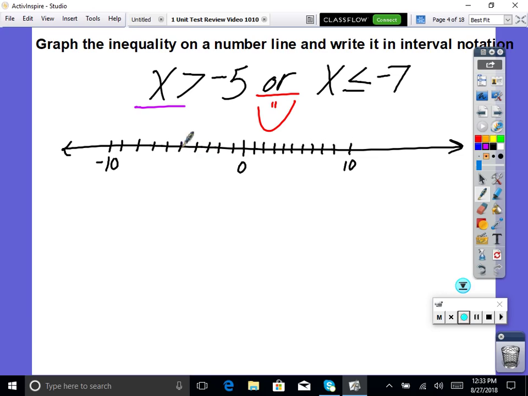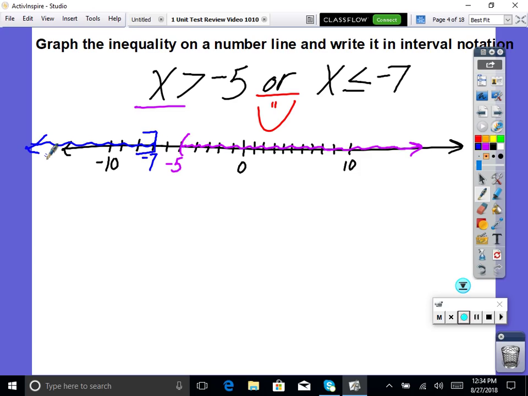1, 2, 3, 4, 5. Here's -5. Greater than -5, not including, so we do parentheses that way forever. And then at the same time, any x values less than or equal to -7. So over here, we're going -5, 6, 7. Here's -7. Any x value less than or equal to -7, so that would be a bracket, and then below that.